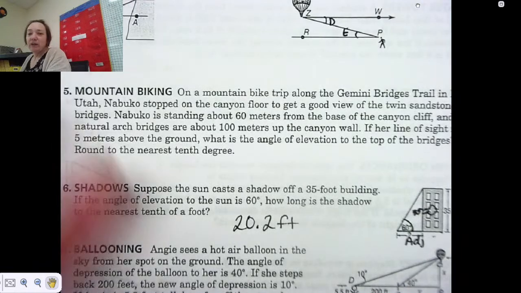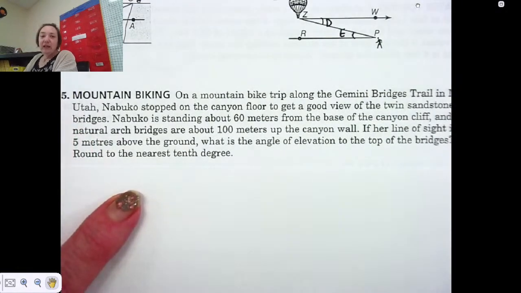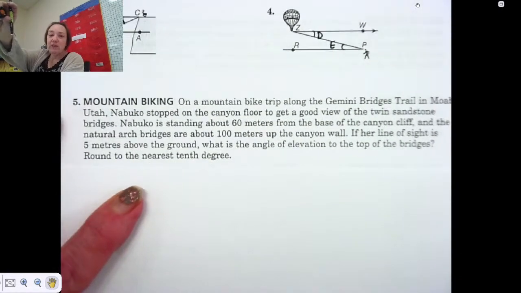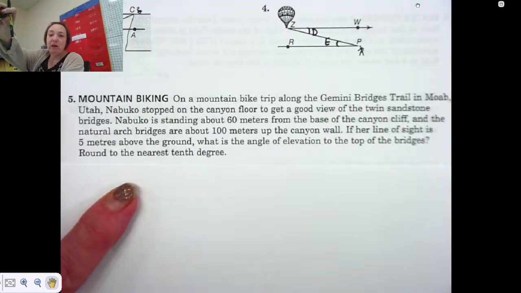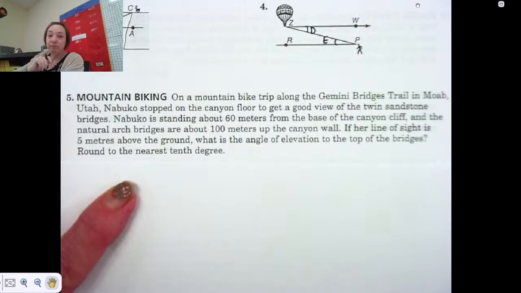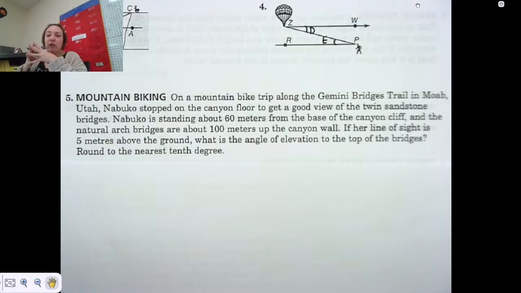Okay, so we're gonna do number 5 next. On number 5, we've got this mountain biking trip going on. And so it says, on a mountain bike trip along the Gemini Bridges Trail in Moab, Utah. Nabucco stopped on the canyon floor to get a good view of the twin sandstone bridges.